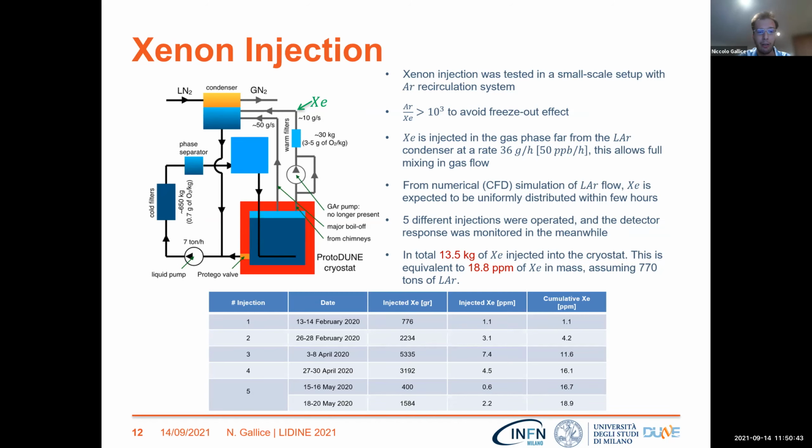In total, we injected 13.5 kilograms of xenon, and this is equivalent to 18.8 ppm of xenon in mass, starting from the smallest concentration, 1.1 ppm.